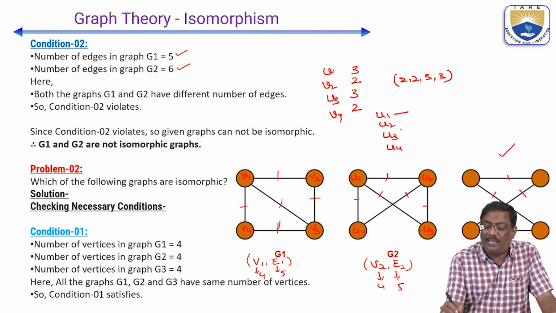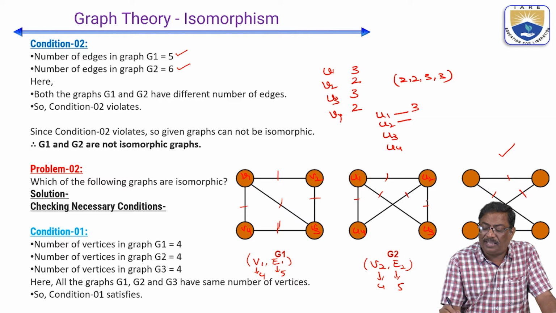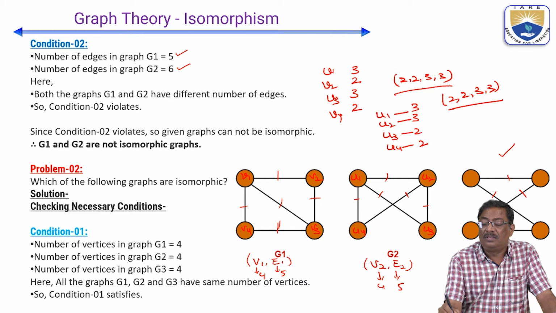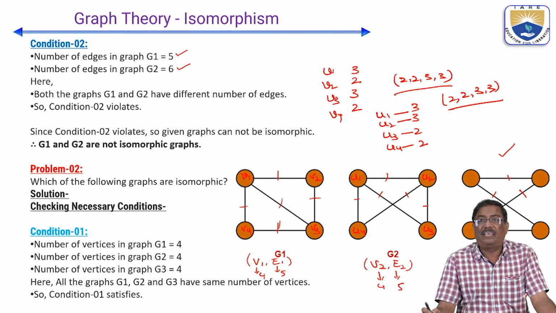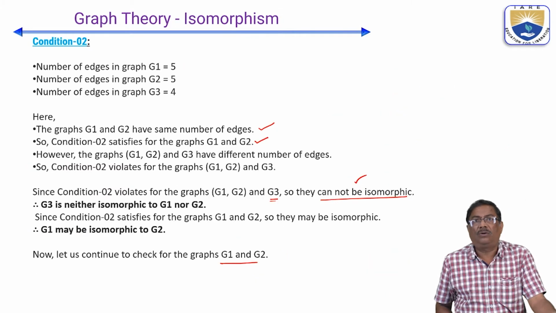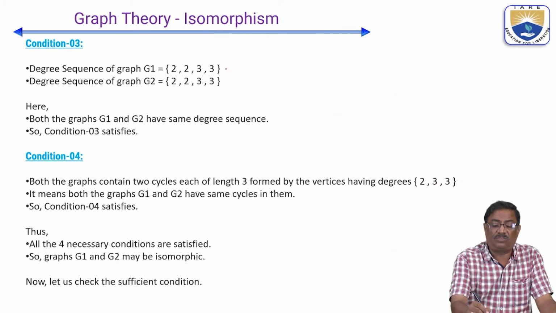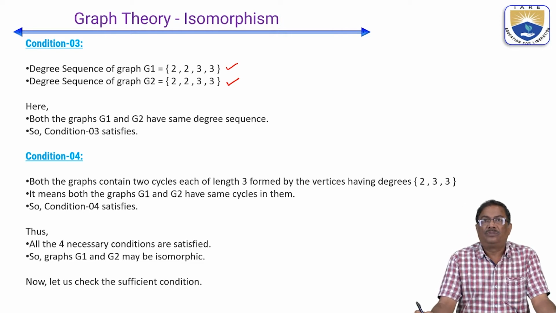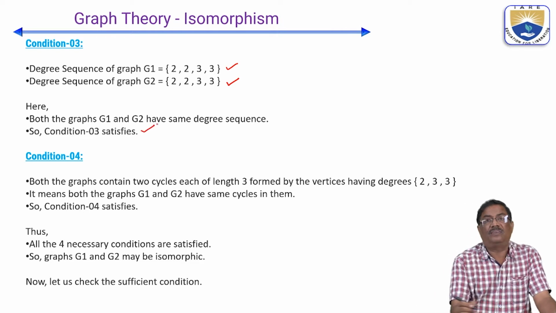So, U1 degree is 3, U2 degree is 3, U3 degree is 2 and U4 degree is 2. What is the degree sequence? 2, 2, 3, 3. So, the G1 degree sequence and G2 degree sequence are the same. So, now the third condition is also satisfied. This is the degree sequence of G1 and G2, so condition 3 is also satisfied.